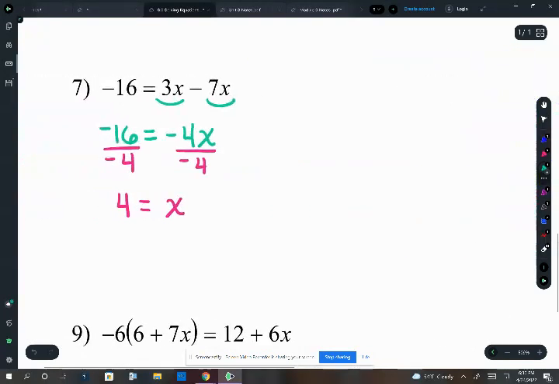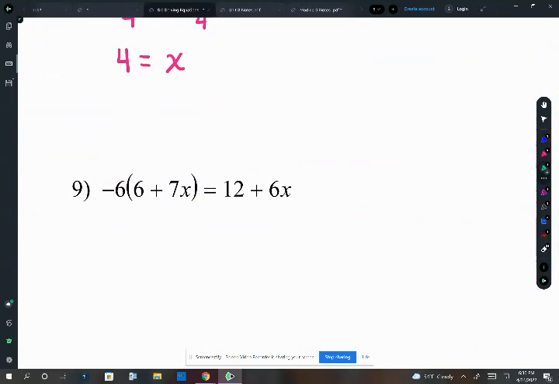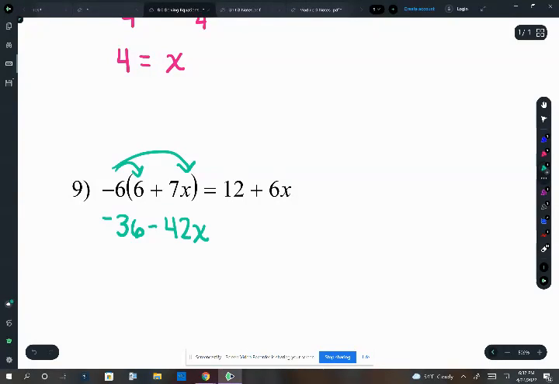And then one more, number 9, same idea. We're going to distribute first. And so we're going to get negative 36, negative 42x. Right-hand side's going to stay the same. We haven't done anything to it.